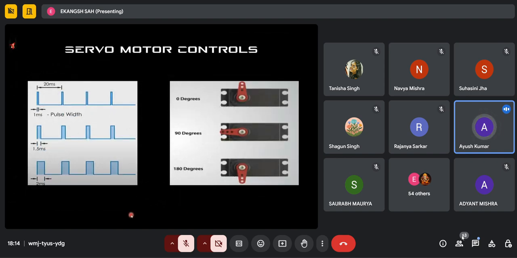So the left figure shows the pulse width. When the pulse width is low, the rotation of the servos is less. As the pulse width increases, its rotation also increases. Next slide.